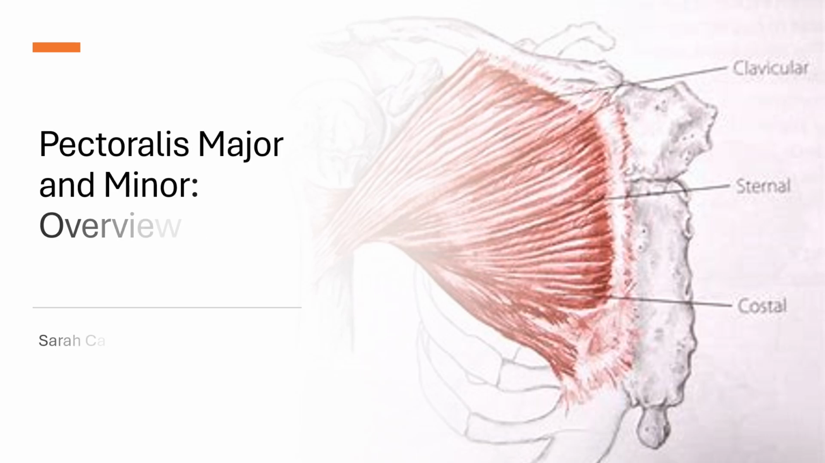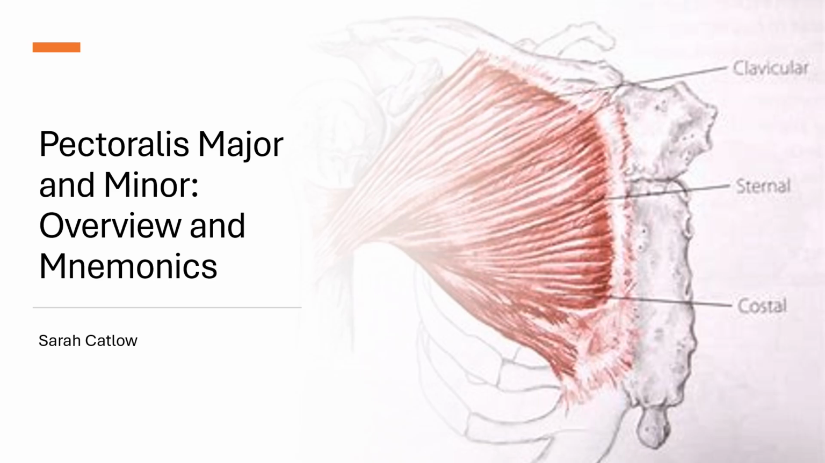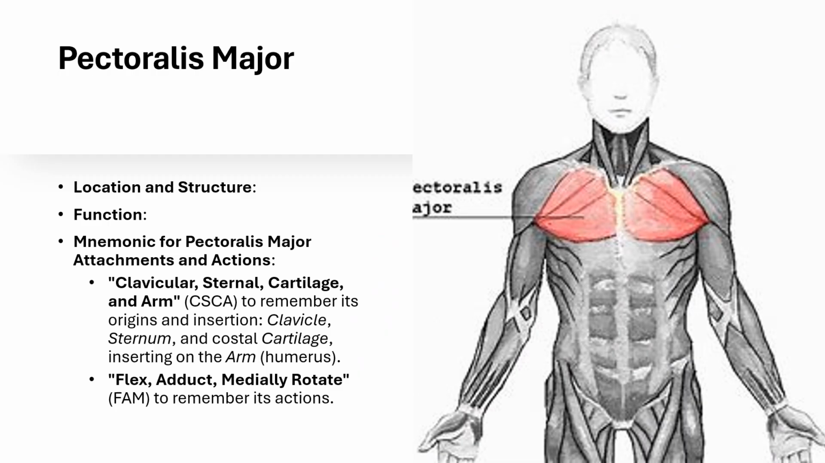So today we're going to look at the pectoralis major and minor muscles within the human body. Now let's start by looking at the pectoralis major muscle. The pectoralis major is a large fan-shaped muscle that covers the upper chest.